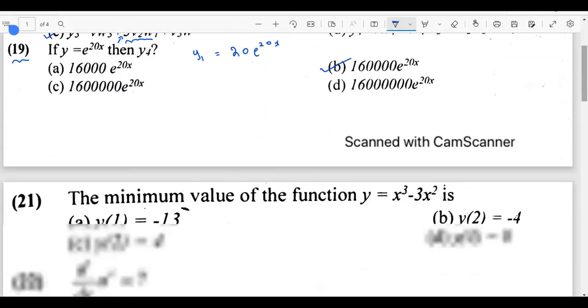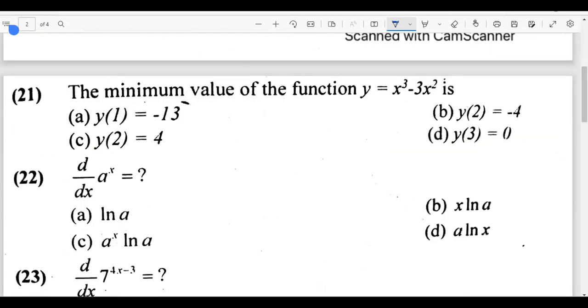Okay, we have 3 minutes. Let's talk about the 21st as well. So we are looking for the minimum value of this function. What would be the minimum value? I've just told you. For the minimum value, we talk about the derivative, but first you need to find the stationary point.